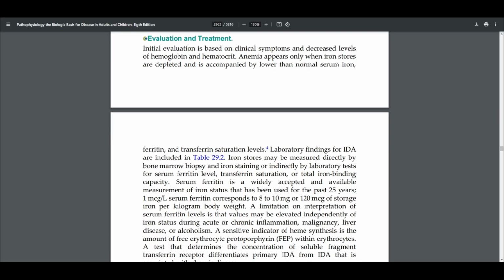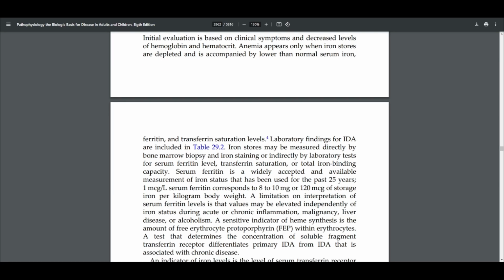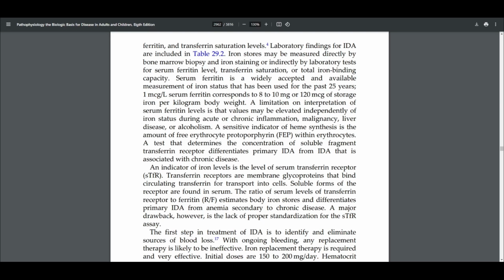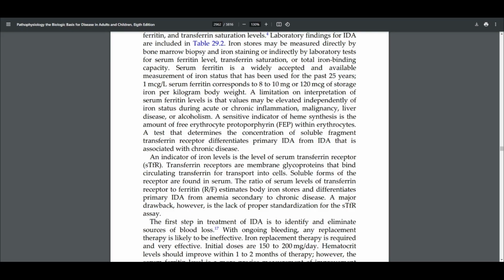Now, evaluation and treatment. Initial evaluation is based on the clinical symptoms and decreased levels of hemoglobin and hematocrit. Anemia appears only when iron stores are depleted and is accompanied by lower than normal serum iron, ferritin, and transferrin saturation levels. Laboratory findings for IDA are included in Table 29.2. Iron stores may be measured directly by bone marrow biopsy and iron staining, or indirectly by laboratory tests for serum ferritin levels, transferrin saturation, or total iron binding capacity.